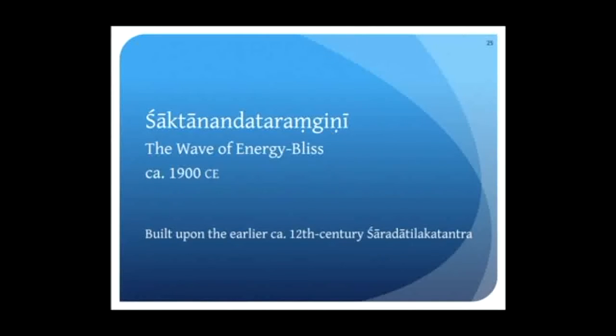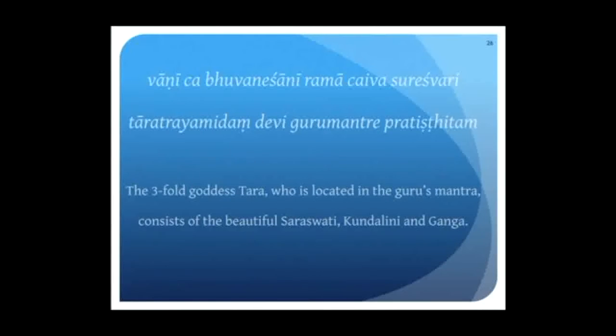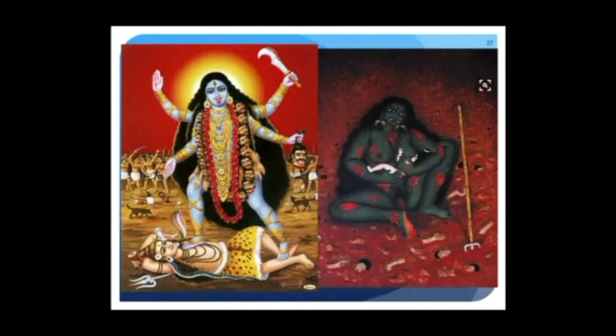One of the texts that I based this practice on is called the Shaktananda Taramgini. It was composed in Bengali, but it was based on a 12th century text. It says, Vani Chalbu Vaneshani Ramache Vasureshwari Tara Trayamidam Devi Guru Mantre Pratishtitam. So this is all about Tara, basically. Tara Trayam, the threefold goddess Tara, who is located in the Guru's mantra, consists of the beautiful Saraswati, Kundalini, and Ganga. Now there are different representations of Tara.